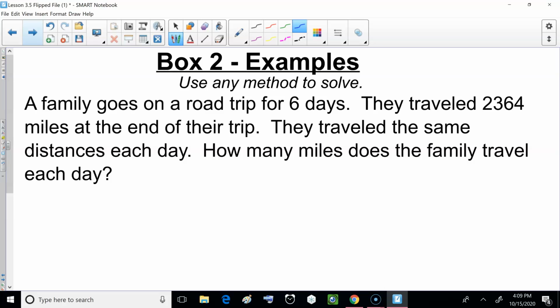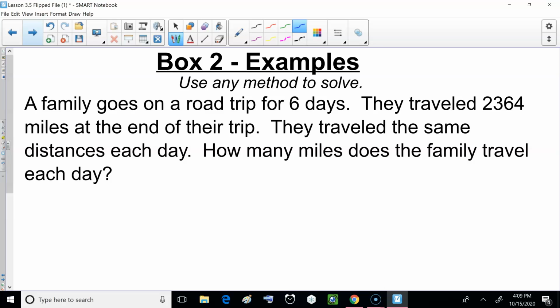A family goes on a road trip for 6 days. Hopefully you put your pencil down on our strategy, right? They have traveled 2,364 miles at the end of their trip. They traveled the same distance each day. How many miles does the family travel each day? I'm more impressed they can travel the same amount of miles. That must be really good planning.